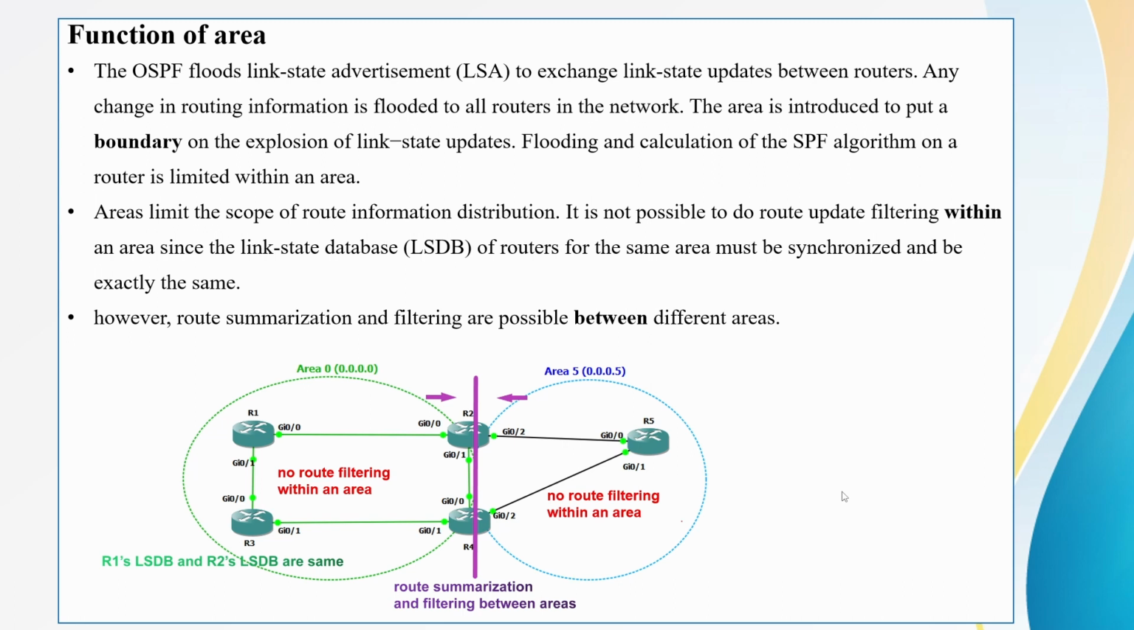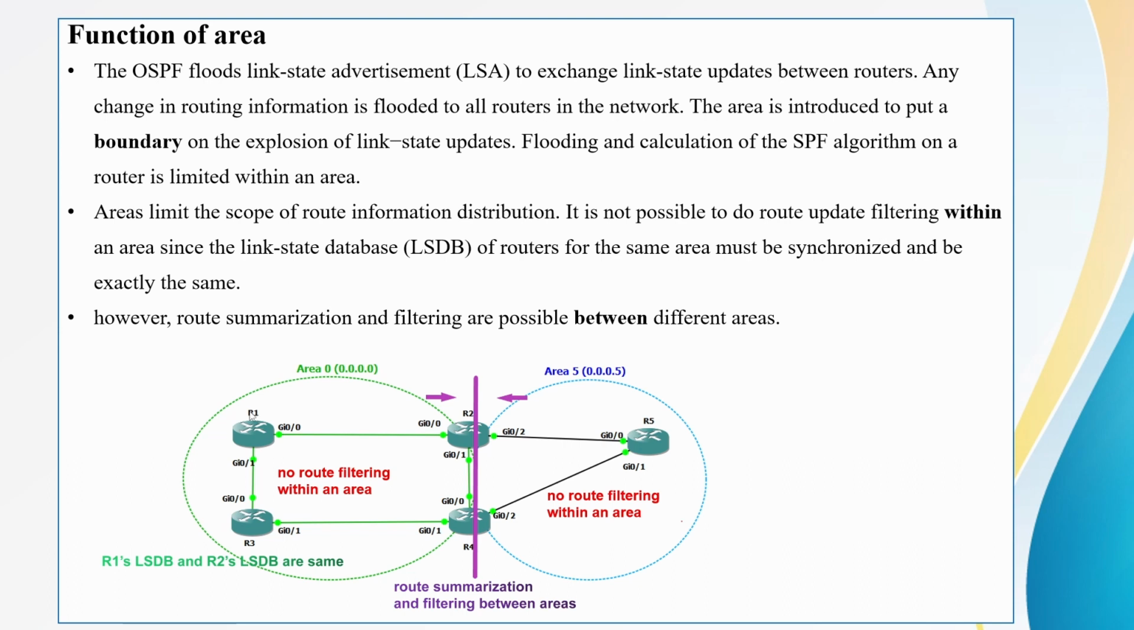It is not possible to do route update filtering within an area, since the link state database of the routers in the same area must be synchronized and must be exactly the same. However, route summarization and filtering are possible between different areas. Take a look at the diagram below.